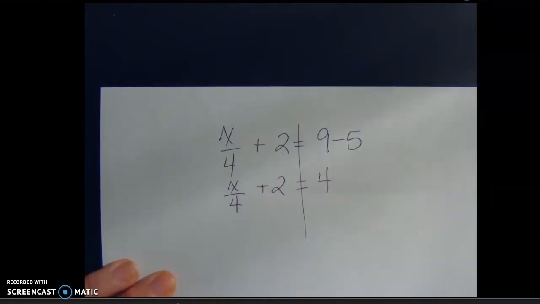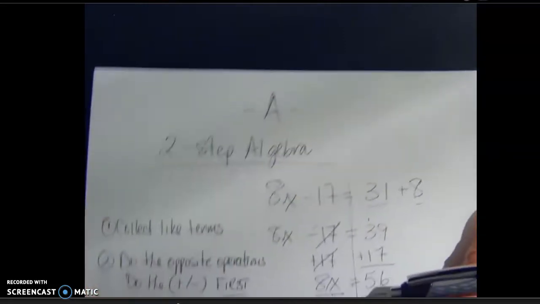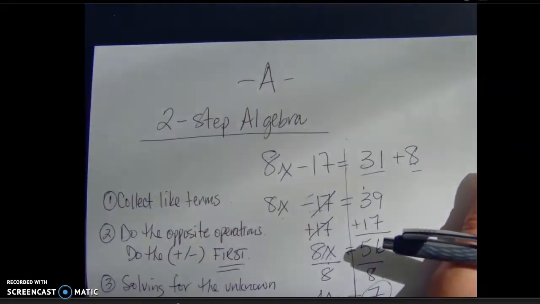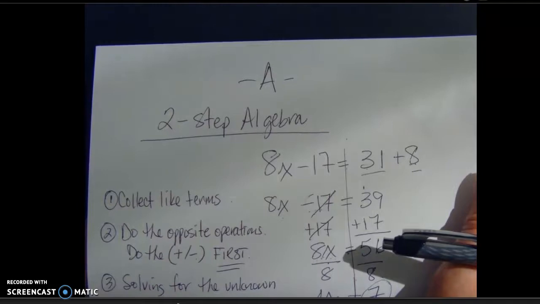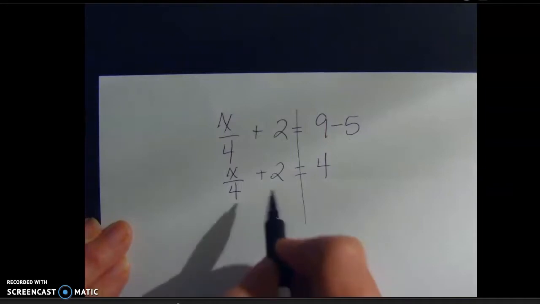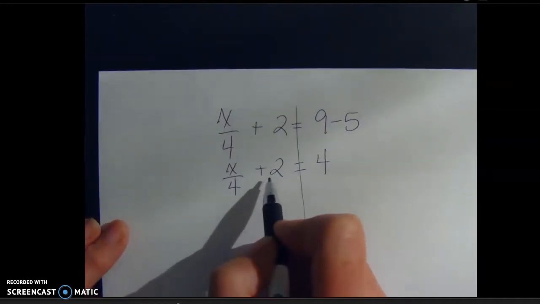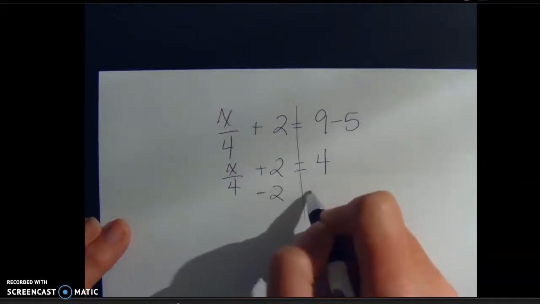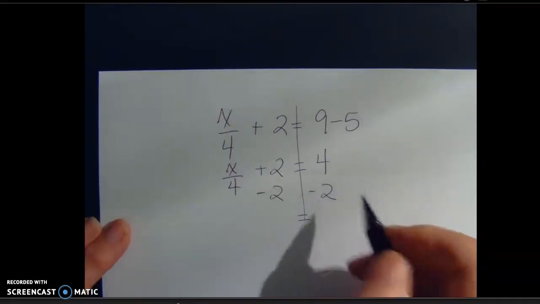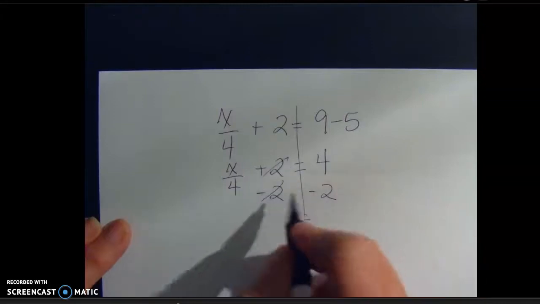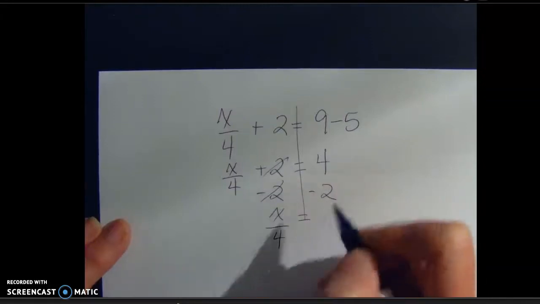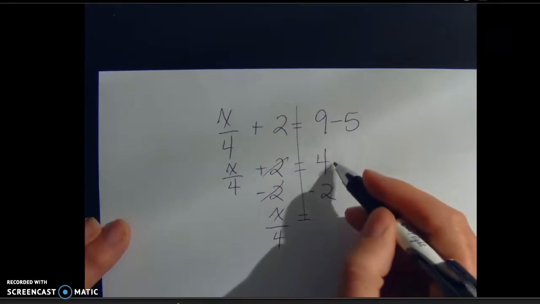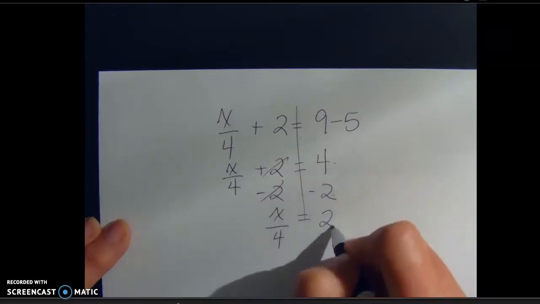And then step 2 says, do the opposite operations. Do the plus minus first. So we've got plus 2. Remember, we're trying to get everyone away from the princess, so we're going to subtract 2 from both sides. Do it to both sides always. Those make 0, so we're left with our x over 4. And then we've got 4 minus 2 is 2.